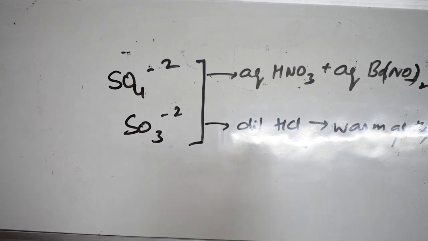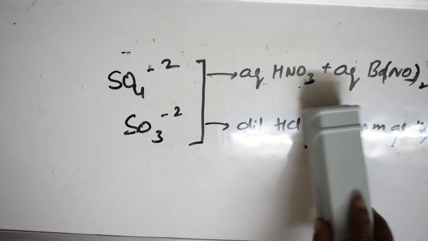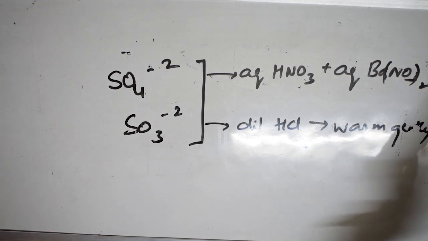Once again students, if it is sulfate in your salt, when you add aqueous nitric acid as well as aqueous barium nitrate, what will happen? Immediately there's a formation of white color PPT.